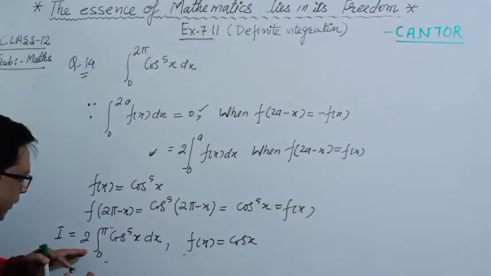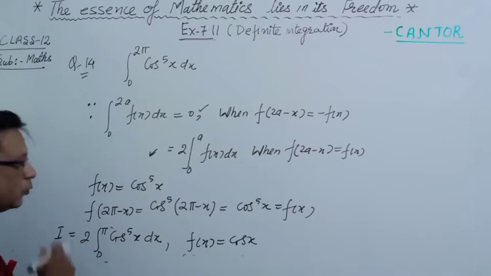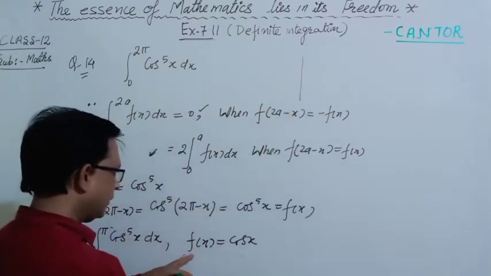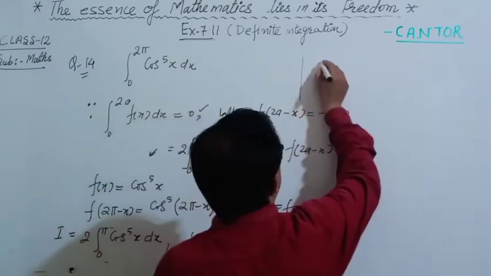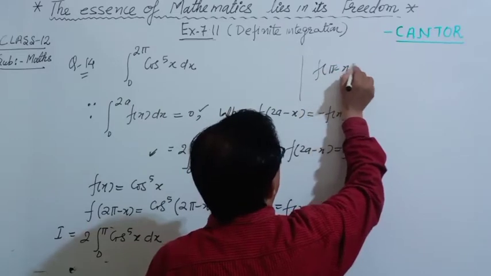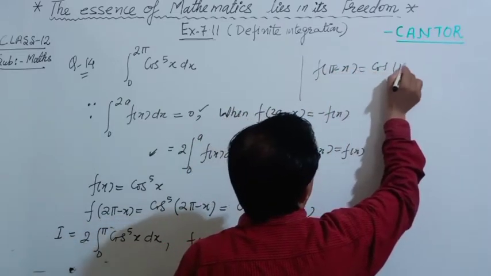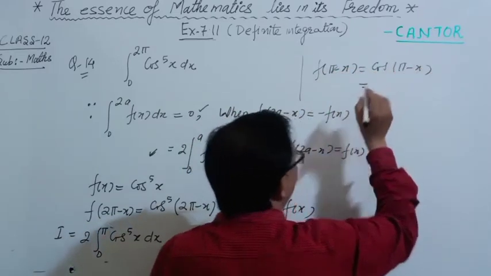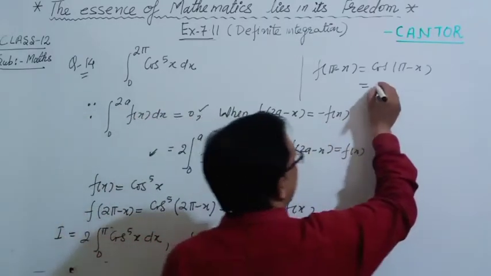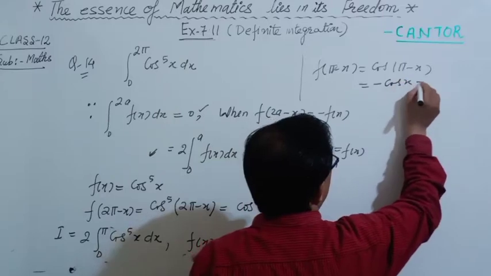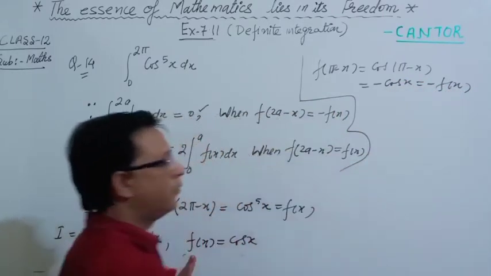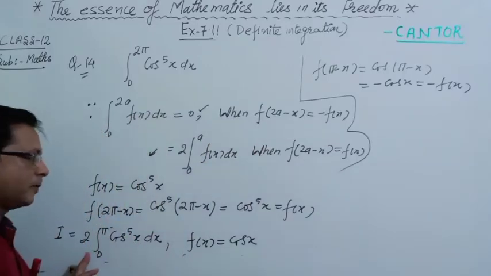Now student, again this is in the form of 0 to 2a. So let us check here. f(x) is equal to cos x. So f(pi minus x) is equal to cos(pi minus x). And in the second quadrant our cos is always negative. So this is minus cos x, and this is minus f(x). Wow, our work is very easy.